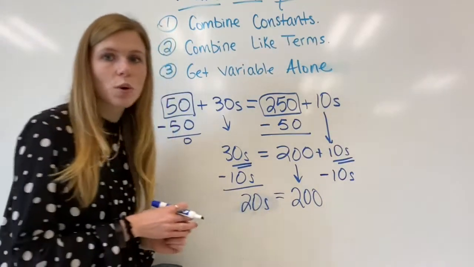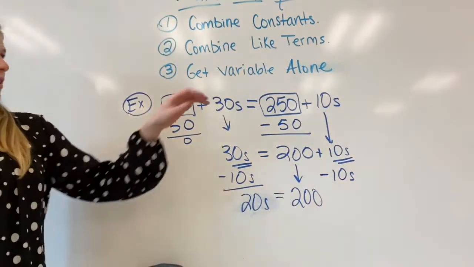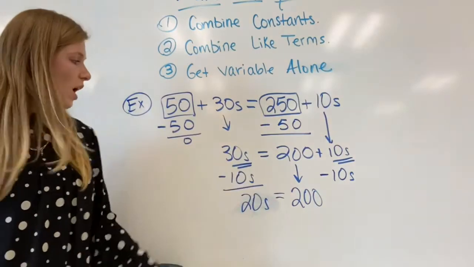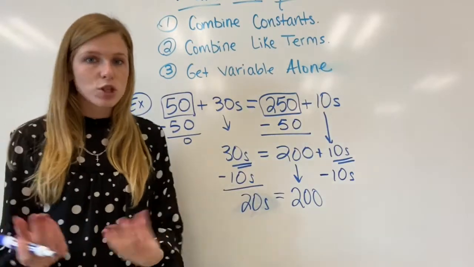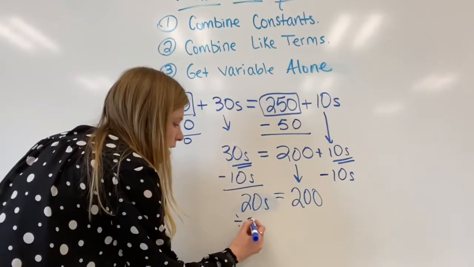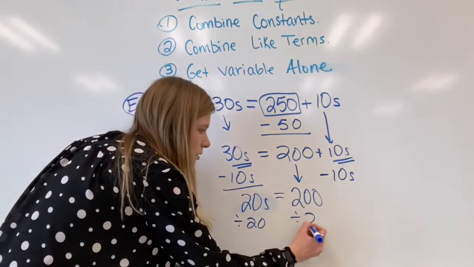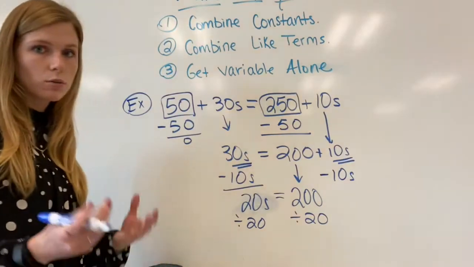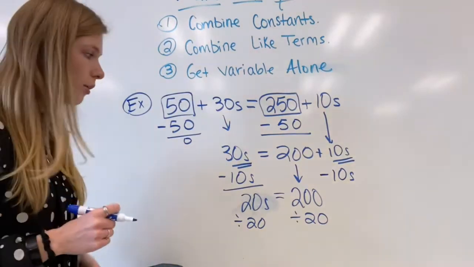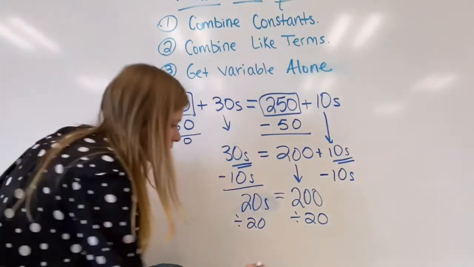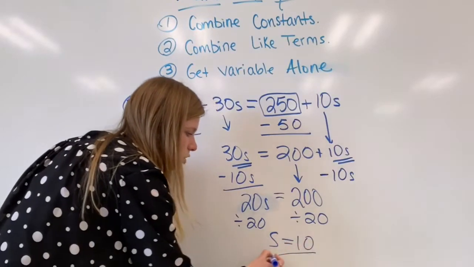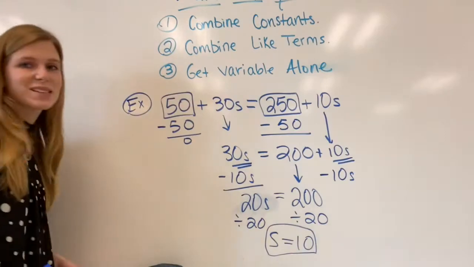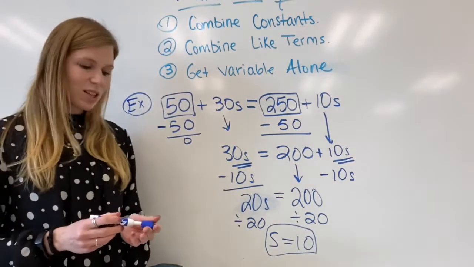20s equals 200. What that means is I need to get the variable alone. I have 20 times s. The opposite of multiplication is division. So let's go ahead and divide by 20 on both sides. So that's a one-step equation, which you guys are awesome at already if you're watching this video. So I know I'm left with s equals 10, because 200 divided by 20 is 10. So you end up with s equals 10.